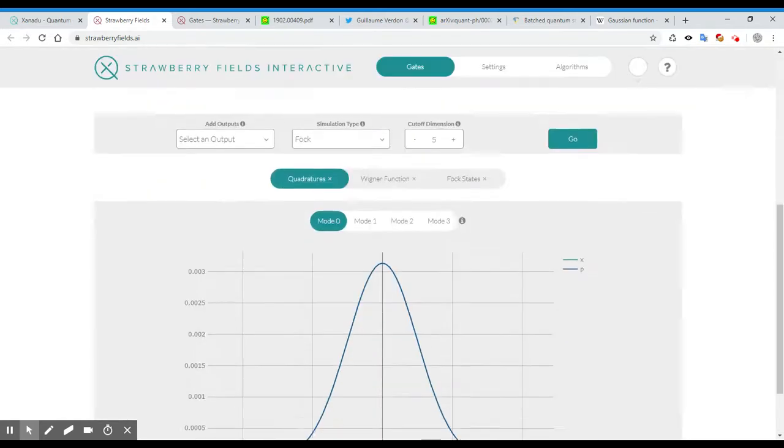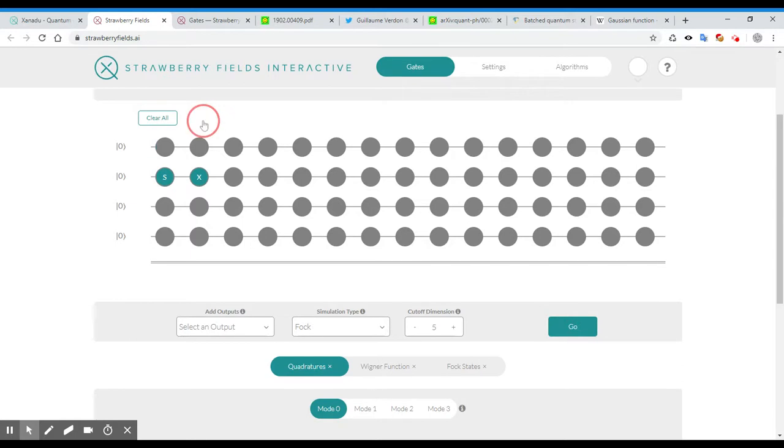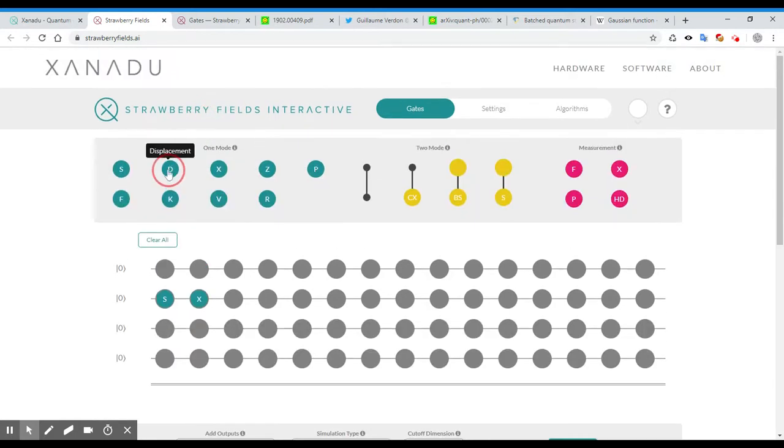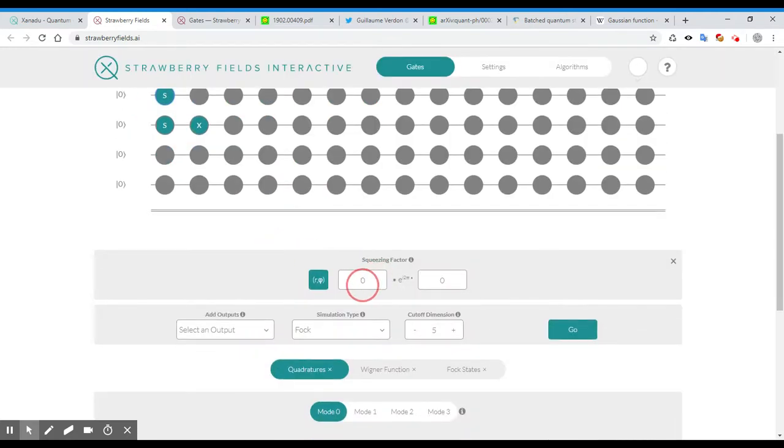No. Why would you? Displacement, no. Position displacement, momentum displacement, quadratic phase, rotation, cubic phase, shift, Kerr, Fourier, squeezing, displacement. I don't want to squeeze it, I want to smash it. Gonna smash it.